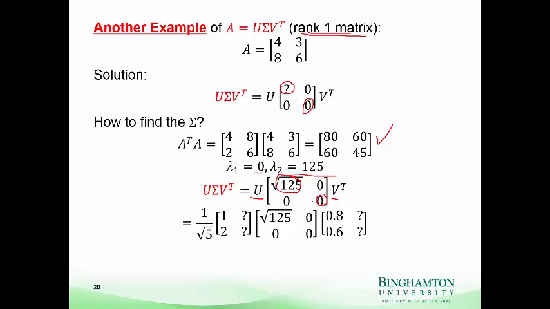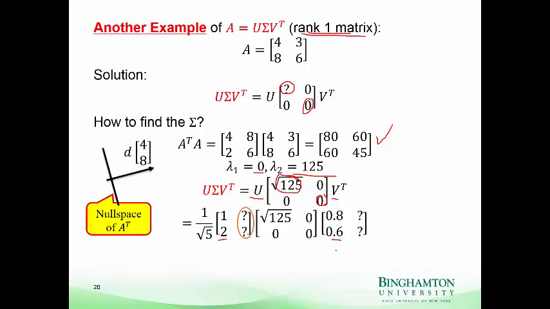I just said we found U and V. Actually, we haven't. We found only one column of each. What are the other columns of this? Remember, those span the null space. So we need that thing to span this null space, which is orthogonal to this vector. So it's a one-dimensional space orthogonal to this. So we can pick anything that's orthogonal to that and then normalize it.